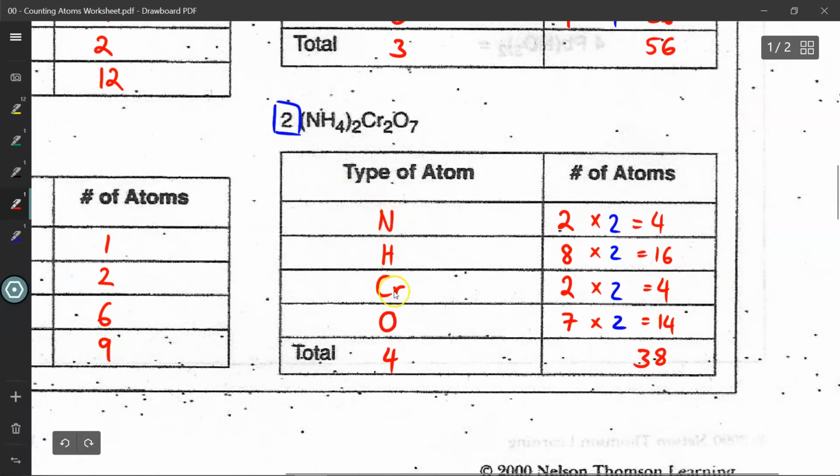There are 4 types of atoms: nitrogen, hydrogen, chromium, and oxygen. Then I calculate by itself how many of each type there were. Since I'm making 2 of these compounds altogether, multiply everything by 2 to get these final values as well.